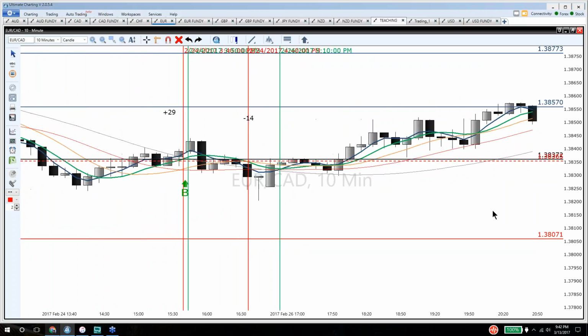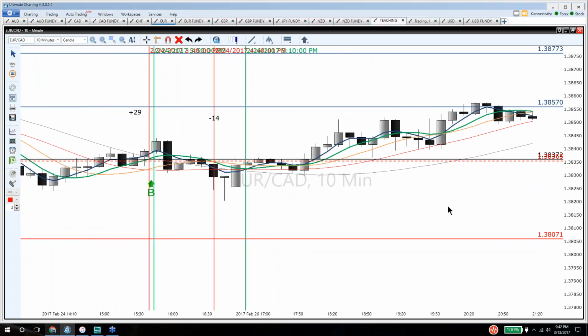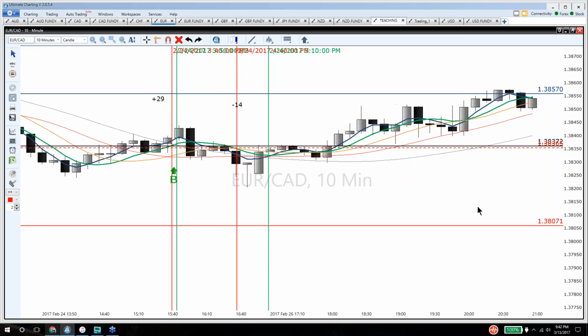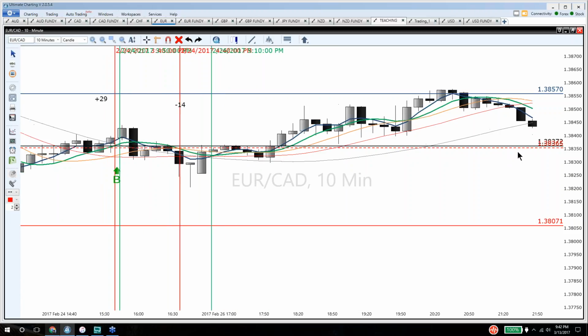At this point in time, what happens? Anybody seeing anything here? Here's an inner trend line break. We're not panicking. Here it breaks both, so we close the position right there.